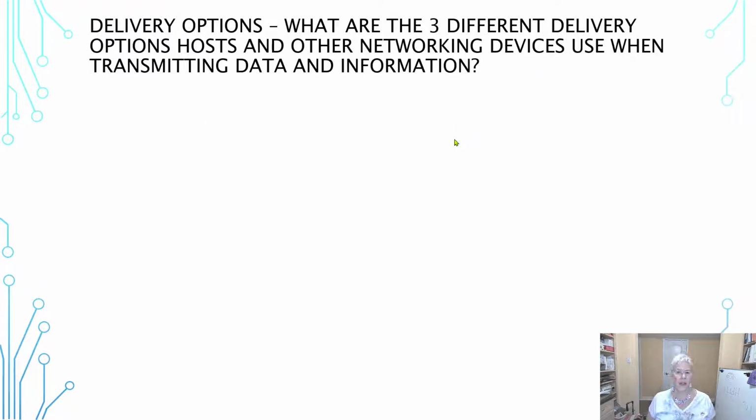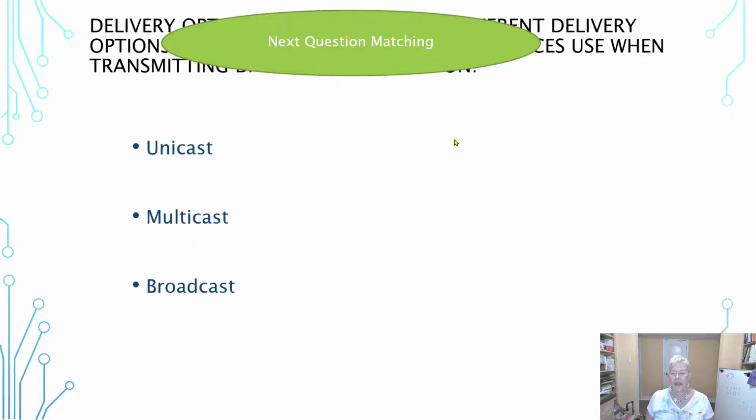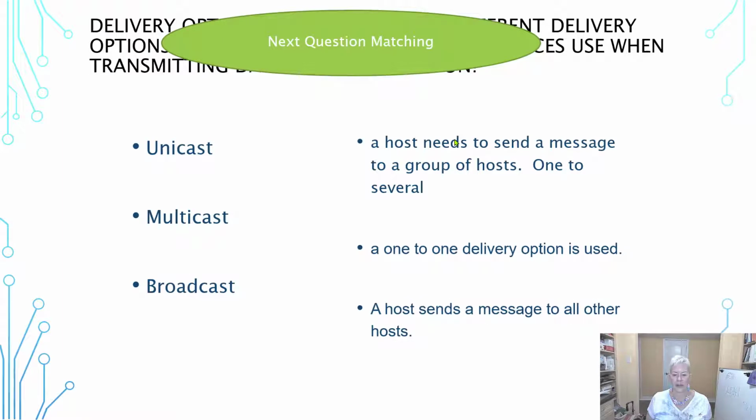This slide is about the delivery options, the different ways that the data is delivered at the other end. What are the 3 different delivery options hosts and other networking devices use when transmitting data and information? There's 3 ways: unicast, multicast, or broadcast. The next question is a matching question. So what are these? What do unicast, multicast, and broadcast mean?